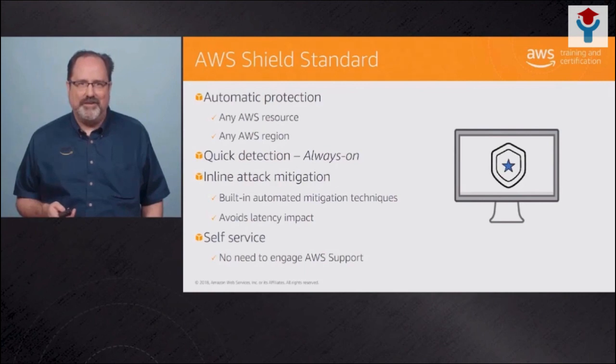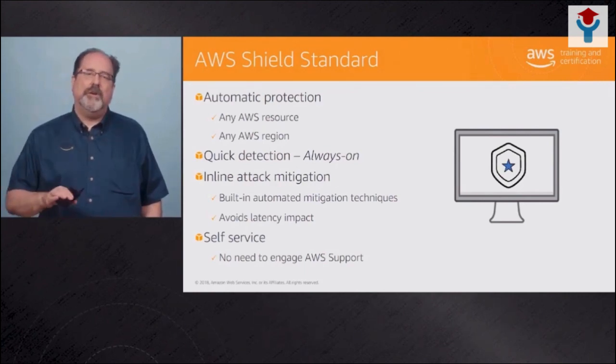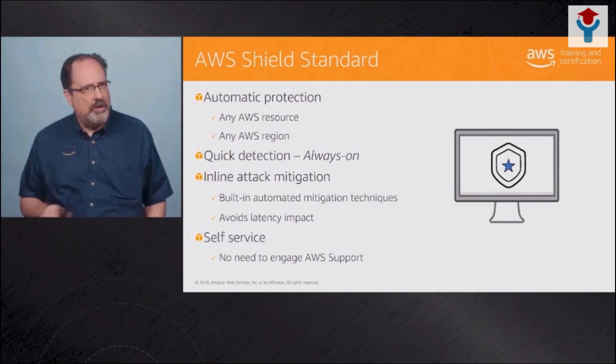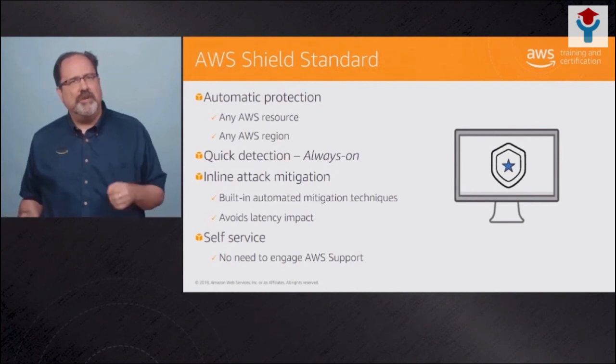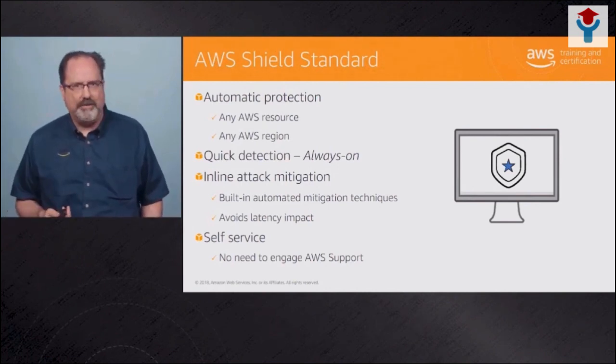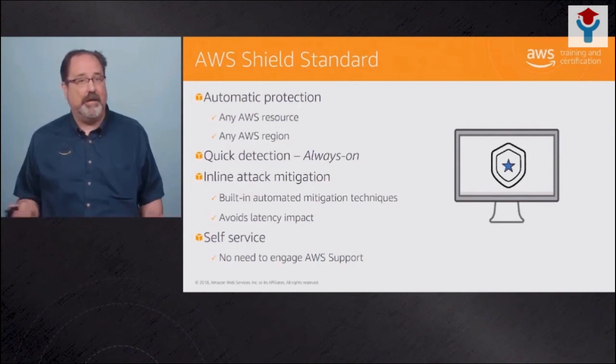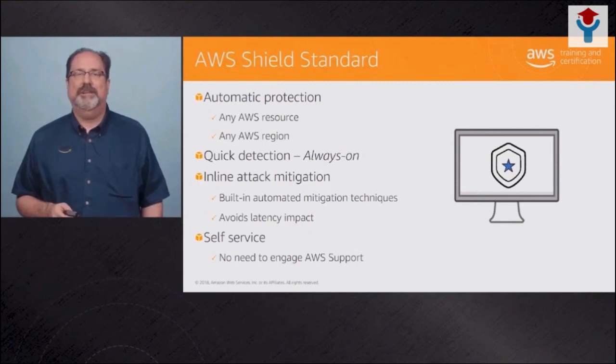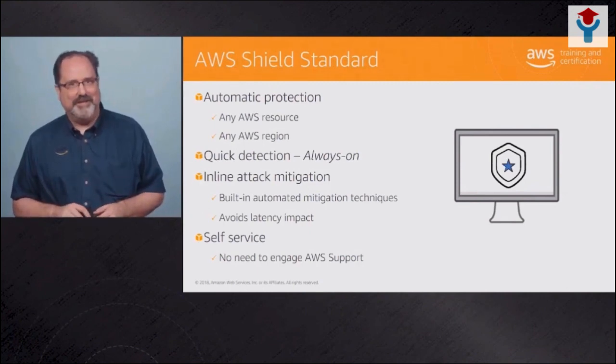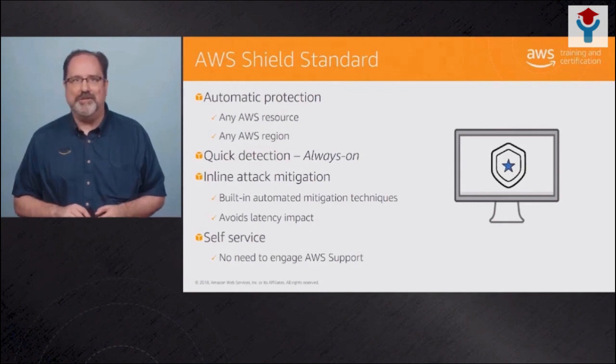Automated mitigation techniques are built into this service. They're applied in-line to your application, so there is no latency impact to your application. Several techniques, such as deterministic packet filtering and priority-based traffic shaping, are used to automatically mitigate attacks without impacting your applications. You can mitigate application layer attacks by writing rules using AWS WAF, only paying for what you use there. The standard tier provides a convenient self-service option for minimizing application downtime and there's no need to engage AWS support to receive protection against DDoS attacks.